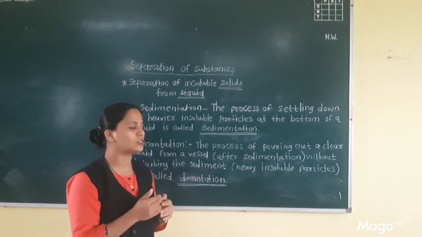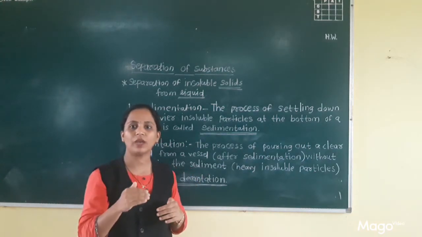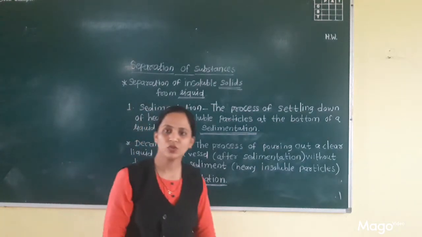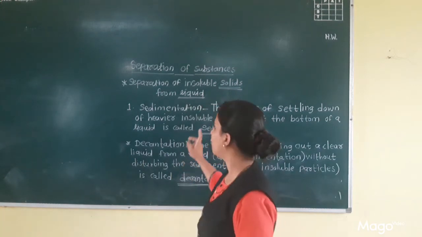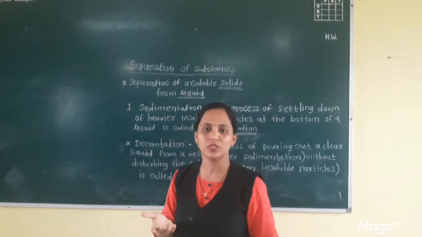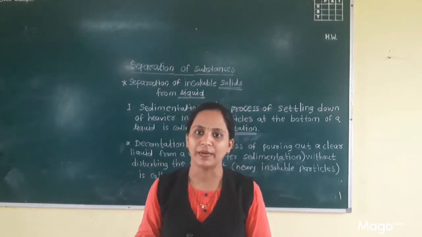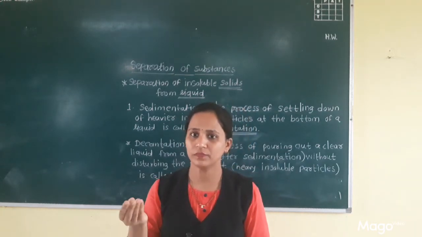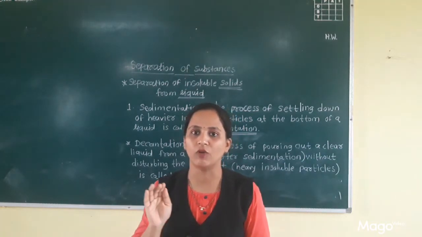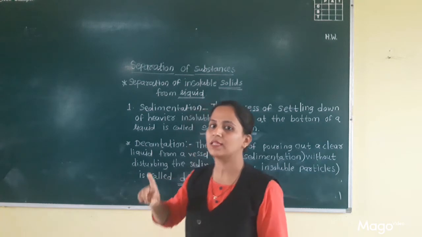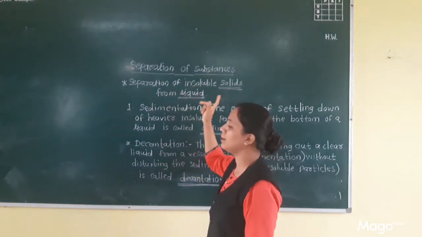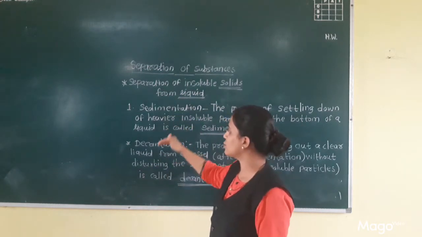Sediment is the heavy insoluble particles which have settled down at the bottom of the container. Pouring off the clear liquid is called decantation. So we have studied two methods for separation of insoluble solid from liquid. What are the insoluble solids? Soil, sand particles, chalk particles, and iron filings. These are all insoluble in water, in solvent. That's why we can separate these insoluble solids from liquid by using two methods: sedimentation and decantation.